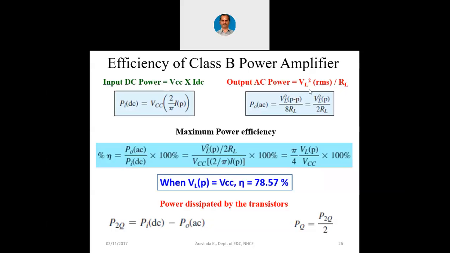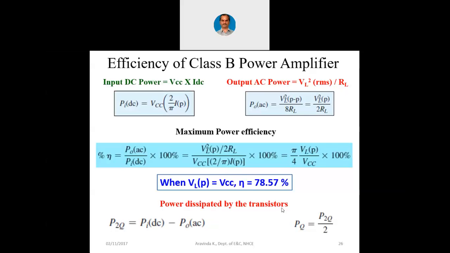And when we square it, we get VL peak-to-peak divided by 2 root 2, and squaring it gives VL squared PP by 8RL. That is VL squared P divided by 2RL. So this is the DC power, VCC into IDC. This is the AC power, VL squared RMS divided by RL. And then we had the maximum power efficiency as VL peak divided by VCC into pi by 4. So when VCC is equal to VLP, we used to have the maximum efficiency as 78.57%.